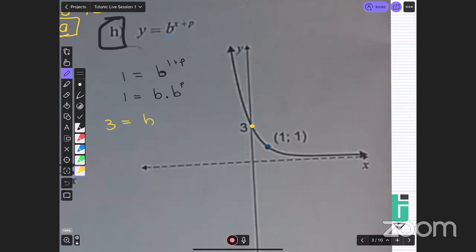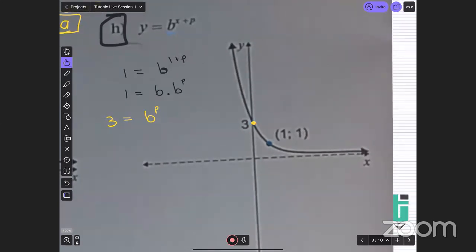So it's just b to the power of p. So then b will equal 1/3, because b to the power of p, you can sub it into that other equation. The only difference, you could actually divide out by b to the power of p. And then you're left with b equals 1/3.